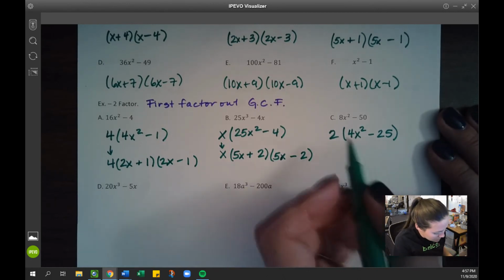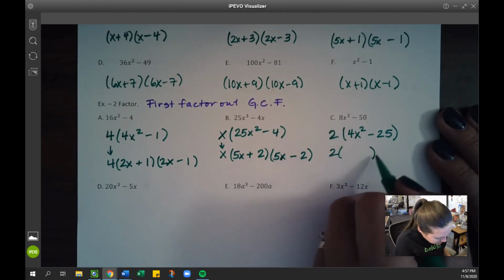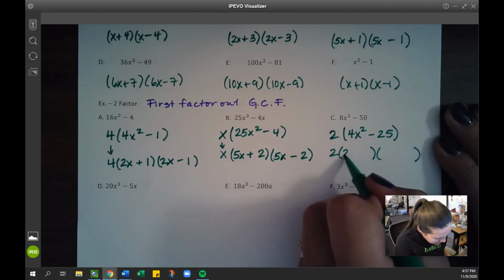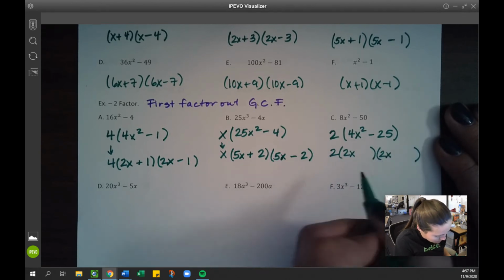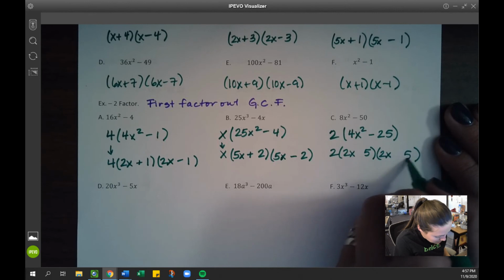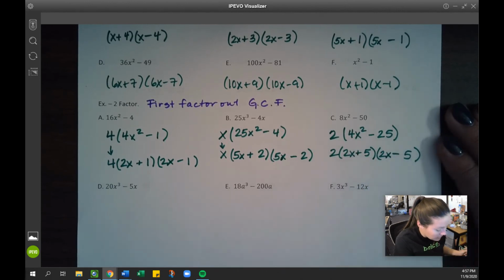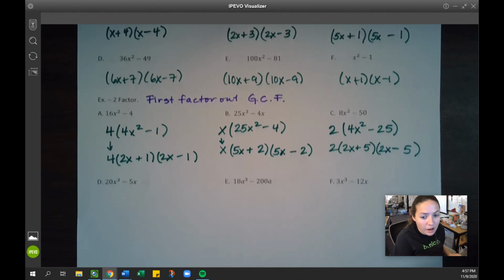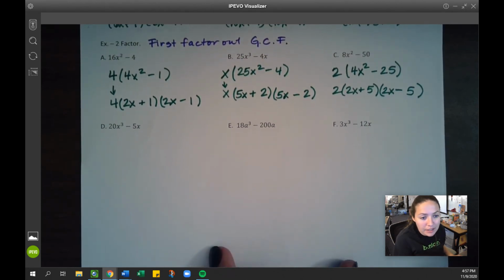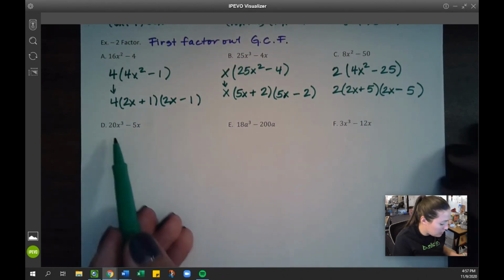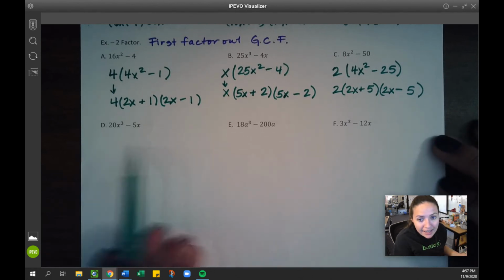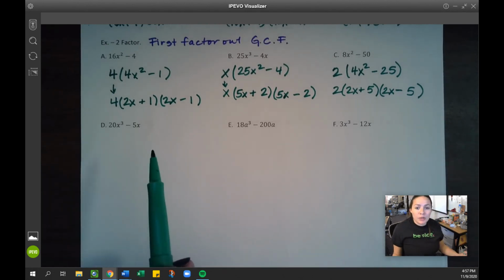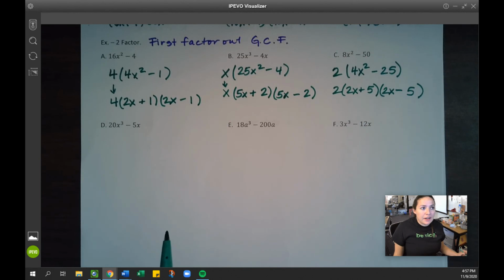And again, these are perfect squares. So 2x times 2x gives me 4x squared. 5 times 5 gives me 25. Make one of them a plus and one of them a minus. All right, just like before, I would like you to pause the video and try these last 3 on your own, then check back to see how you did.